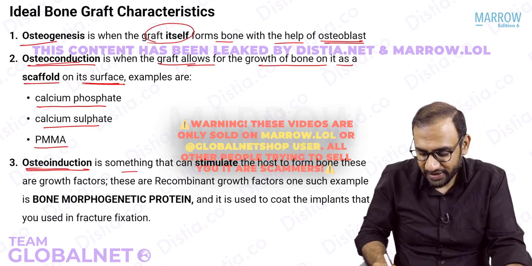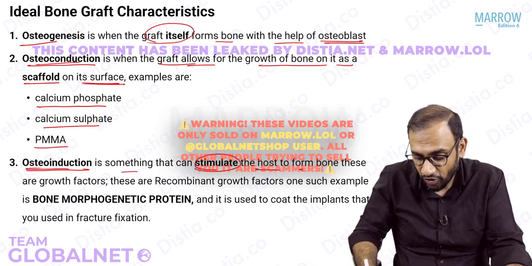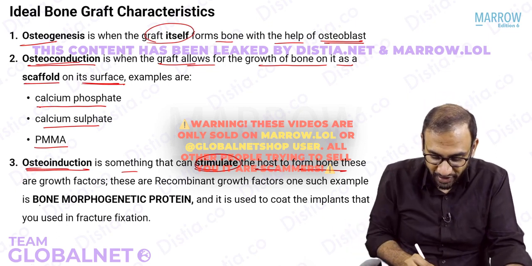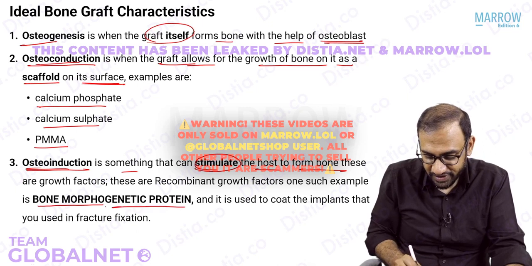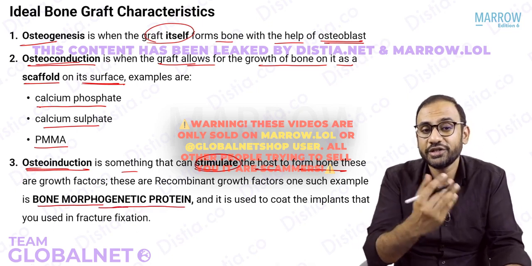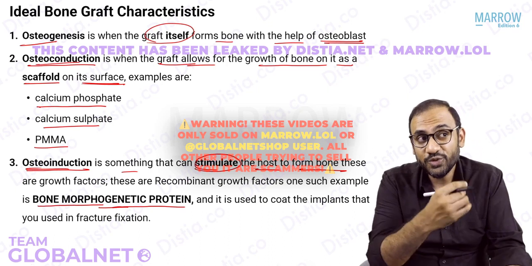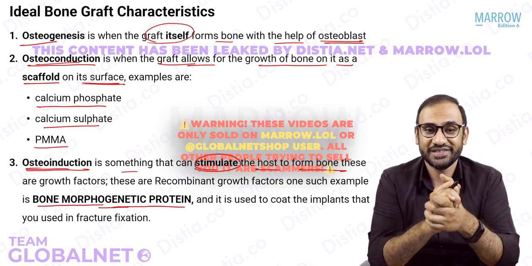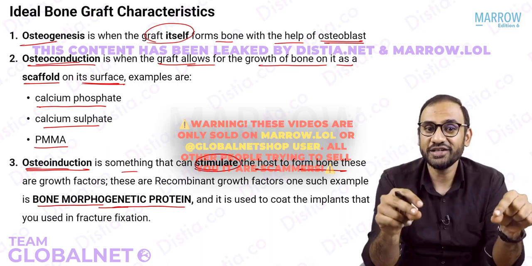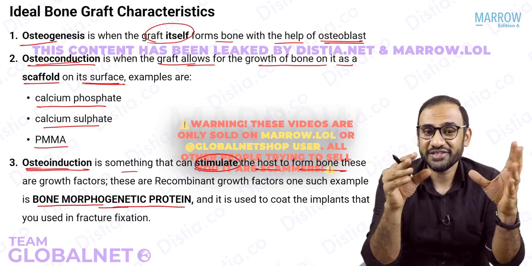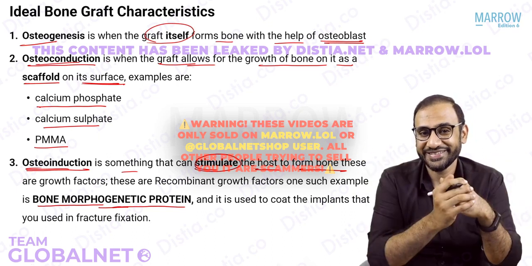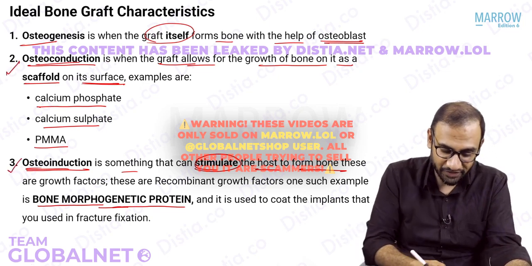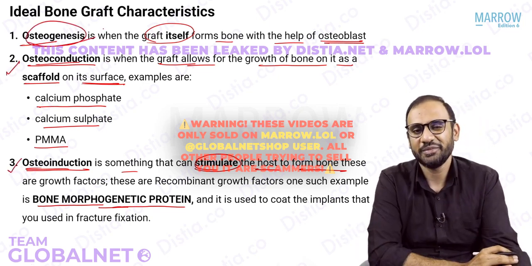Osteoinduction is something that can stimulate the host to form bone. These can be created artificially by recombinant technology. We have bone morphogenetic proteins that we have synthesized, which stimulate the surrounding tissue to form bone. So we use this bone morphogenetic protein to coat the implants that we use in orthopedics. We coat it on the implants, and when we put the implants in, they release these osteoinductive substances that stimulate the fracture to heal. It's nice. So this can be made artificially. Osteogenesis is not something that can be done artificially.